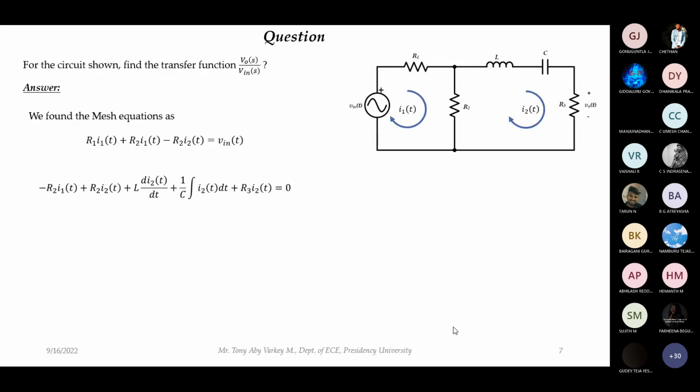Okay, now I want to find the transfer function. So what will I do? I will take Laplace transform on both sides of this particular equation. So first equation, I'm going to take the Laplace transform. So can you tell me what will be the equation after taking Laplace transform?